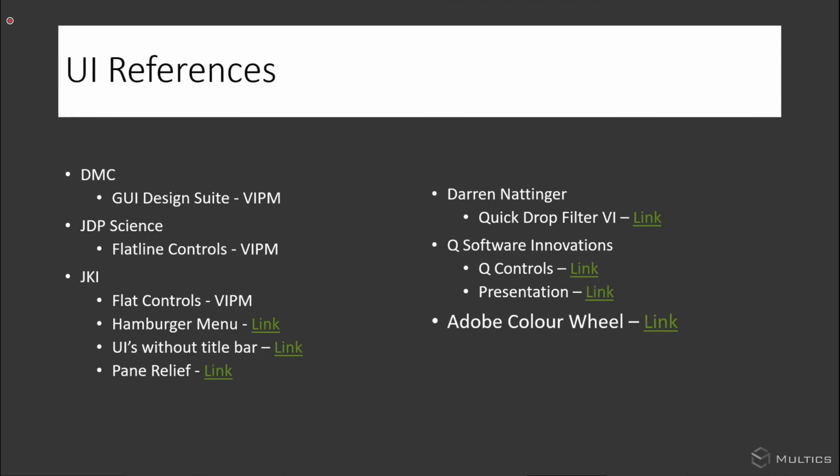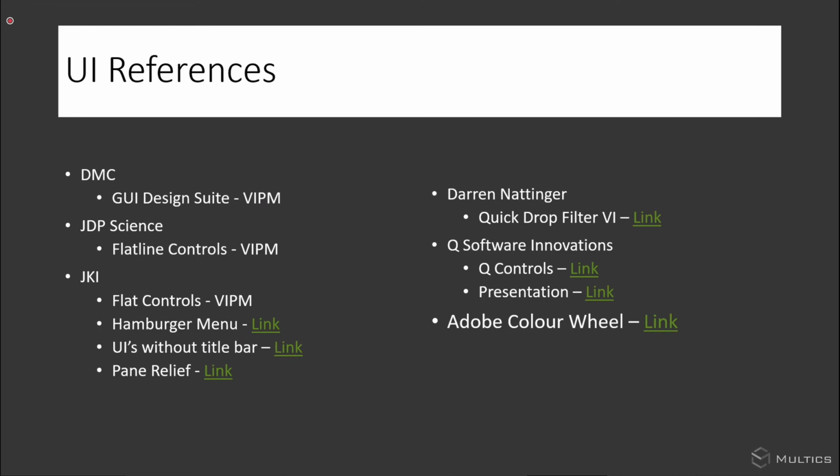And the other thing is Darren Nattinger. So he released the Quick Drop VI that comes up. So he released the code. I'm sure a lot of you are already aware of this, but the source code for that is available now on one of his blog posts. So I'll give you a little demo of what that looks like. So there's a link to that, and then the Q software innovations, so Q controls and the presentations as well. I really recommend you do if you're interested in UI.